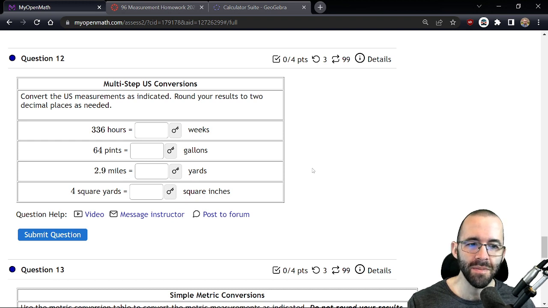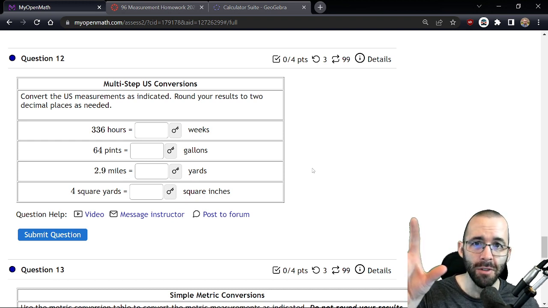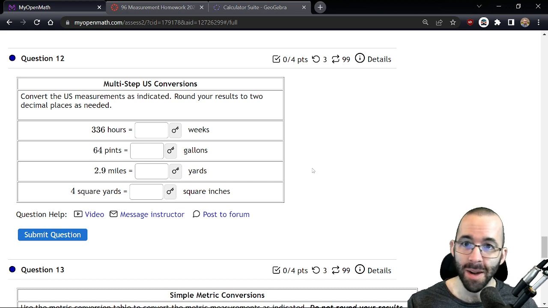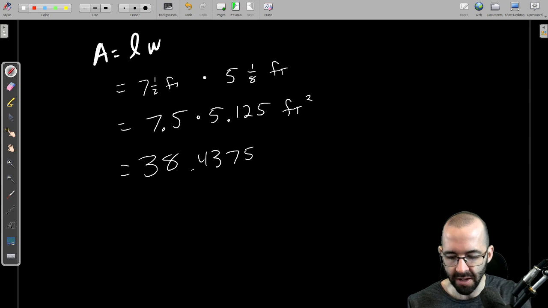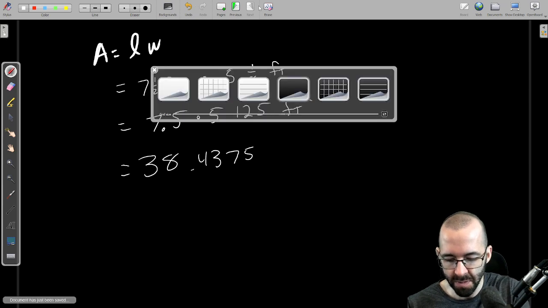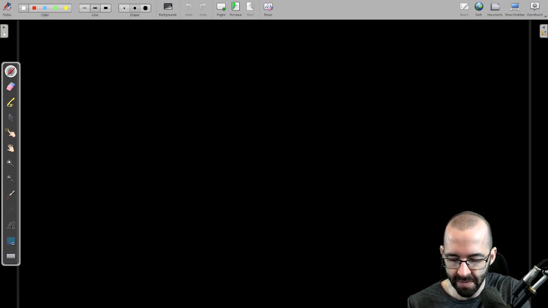That being said, I'm not going to be hovering over your shoulder as you're doing this assignment, so I won't know. But this one is when you're going to have multiple steps. So I want to look at the last two. 2.9 miles into yards. We have 2.9 miles, and that's how many yards?